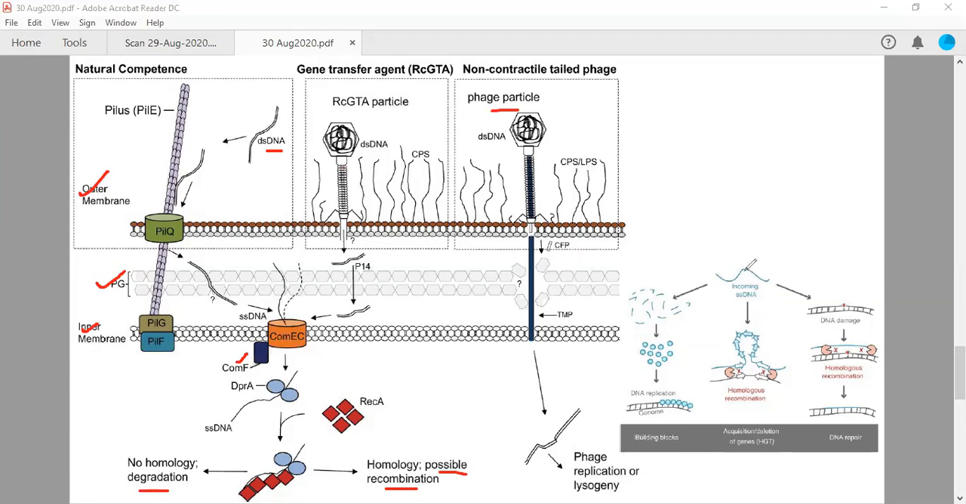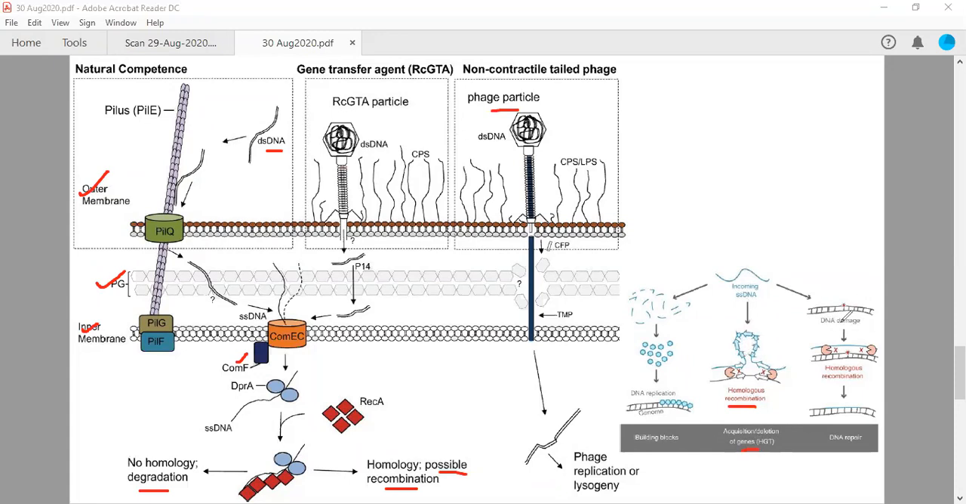So for example, it is shown more clearly here. This is the single strand which is incoming into the cytosol. If it is degraded, even then these nucleotides can be used in DNA replication. If it is not degraded and has some sequence homology, then it will undergo a homologous recombination process to make the transformed cells. So it is written here: building blocks, acquisition, deletion of genes. Some genes are deleted, and some genes which are coming from outside will be acquired by the homologous recombination process.